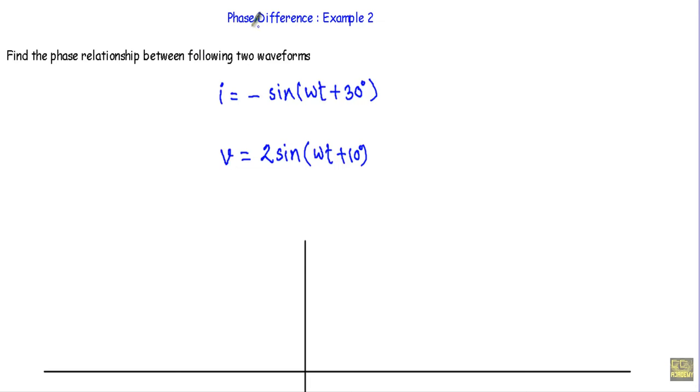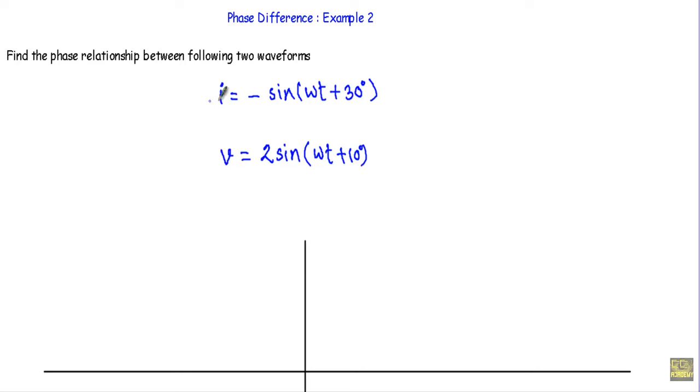In this video I will show you another example of phase difference. This will be the second example out of four examples. Find the phase relationship between the following two waveforms. See here, our alternating current i = -sin(ωt + 30°) and alternating voltage v = 2 sin(ωt + 10°).